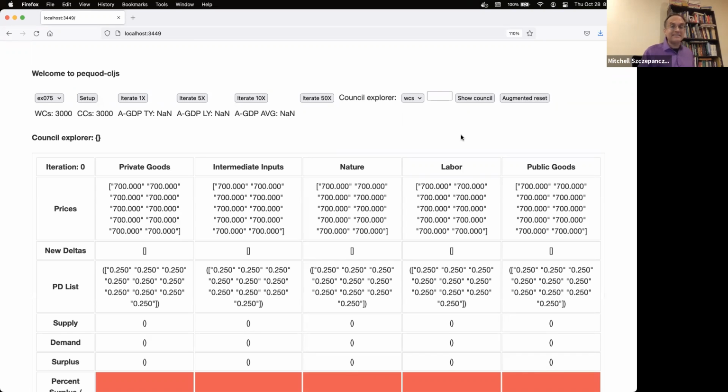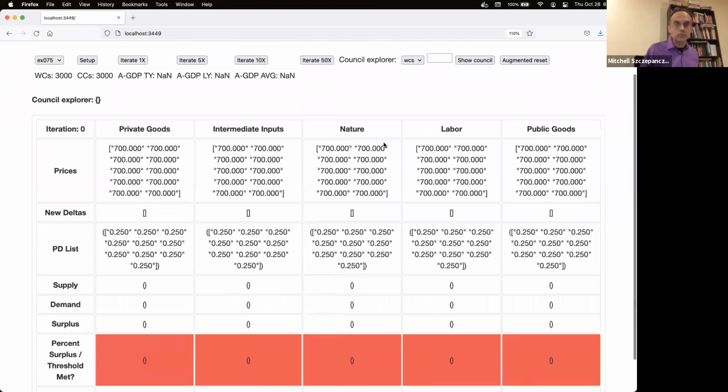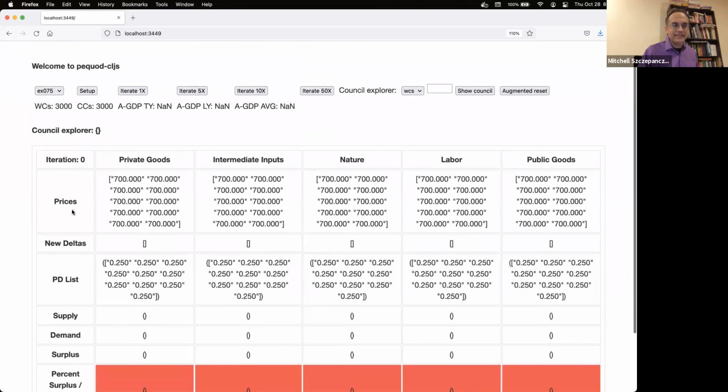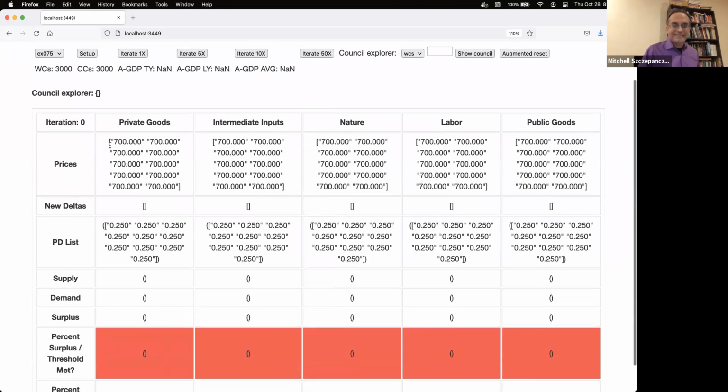We have an augmented reset that we use to simulate a second year in this economy, and also with some statistical finagling in order to simulate the economy changing over time in a good way with the technological improvements. Once we've loaded that in, we now see the respective prices, 10 of them for 10 goods within the private goods, intermediate goods, nature, labor, and public goods.